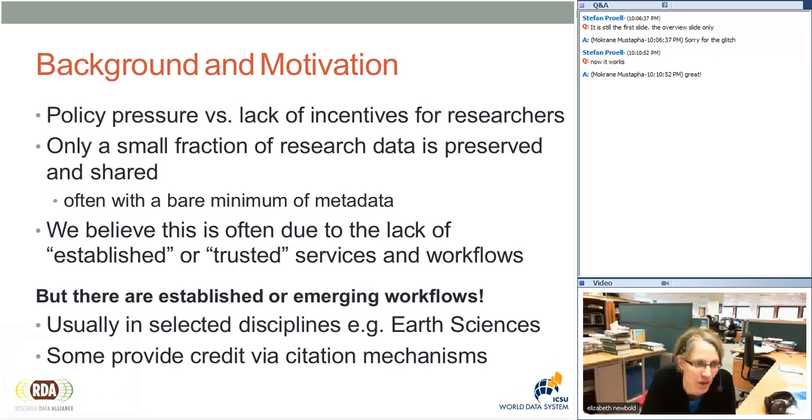But we know there are established and emerging workflows, with some very good examples and best practice out there already. We know that the earth sciences have a very strong history in this area, but we're also seeing more initiatives coming from across institutions and from publishers in the journal sense, with data for journals. So we're looking at how we can provide credit via citation mechanisms to help with this sort of incentive issue as well.